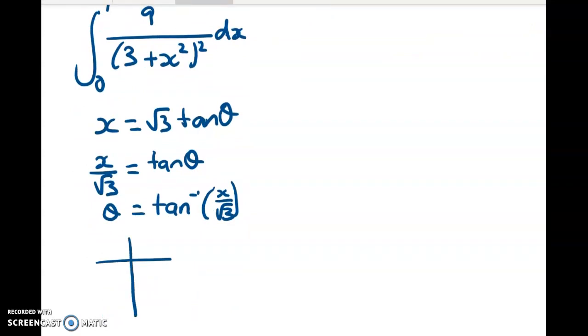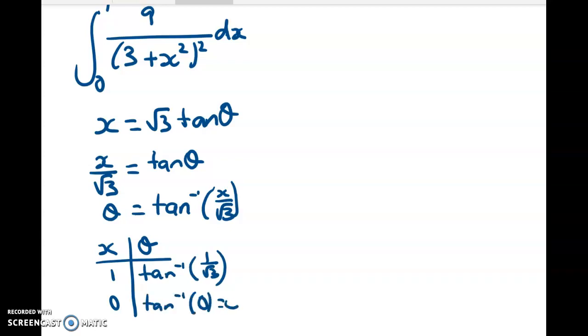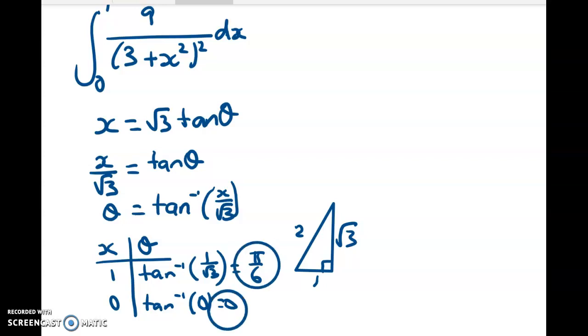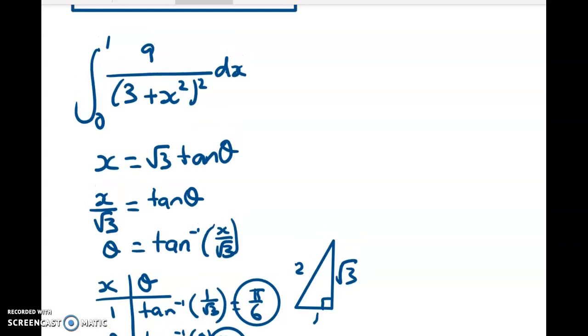So doing a little table, here's my x value and here's my theta value. So tan inverse of 1 over √3 and tan inverse of 0, which is just 0, right? Remember at the very start of the year, I'm pretty sure I told you we'd use these special triangles all the time. So there we go. What's tan inverse of 1 over √3? Well, it's pi on 6. So finally now we're ready to change over the limits and all of this.